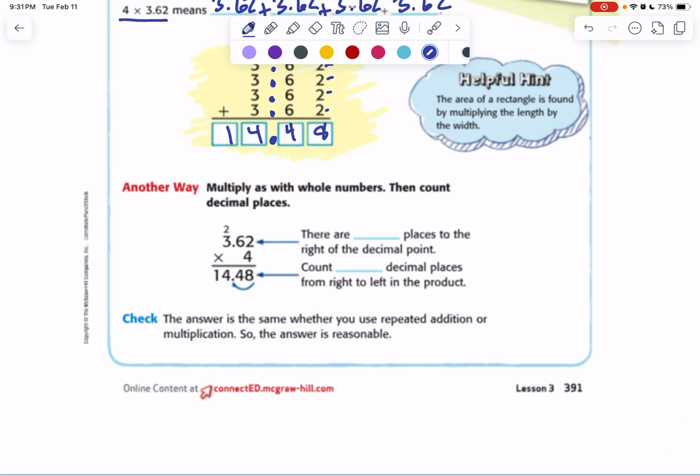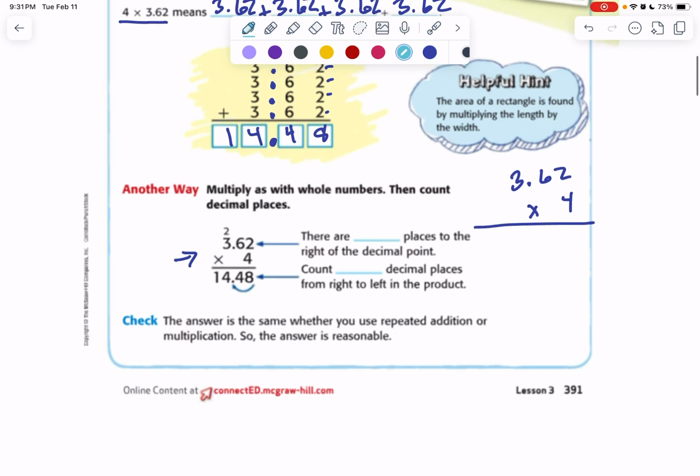Now, if we're multiplying, we multiply pretty much ignoring the decimal, right? So times 4. And they did the work for you over here, but I want to show you. Okay, 4 times 2 is 8. 4 times 6 is 24. 4 times 3 is 12, plus the 2 is 14. Oh, isn't that the same as here?